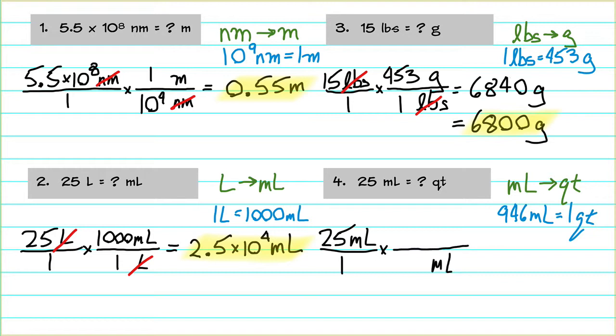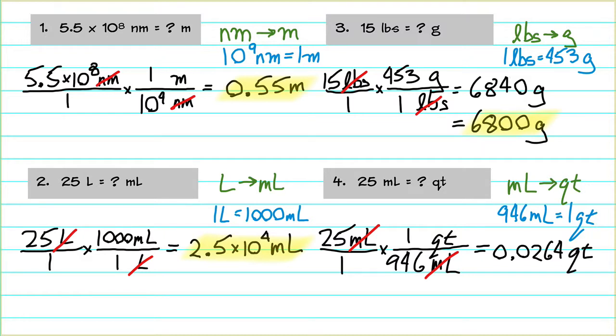And I want milliliters to cancel, replaced with quarts. And our relationship says for every 1 quart there is 946 grams. Now I go ahead and cancel the units. And my answer ends up being 0.0264 and so on quarts.